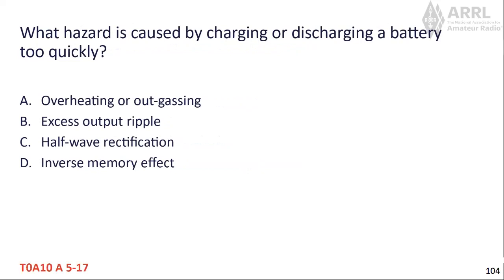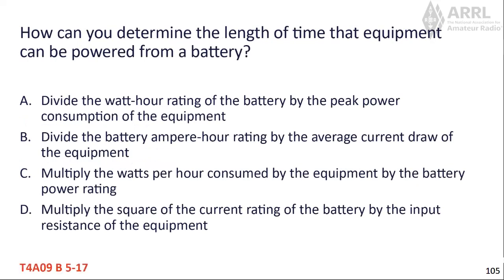What hazard is caused by charging or discharging a battery too quickly? Overheating or outgassing? I don't think you saw outgassing in our slide. Okay. How can you determine the length of time that equipment can be powered from a battery? Divide the battery ampere hour rating by the average current draw of the equipment. B.